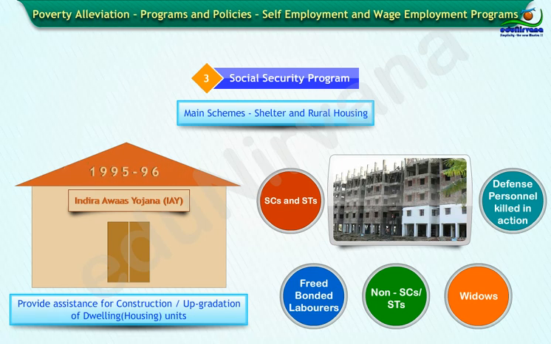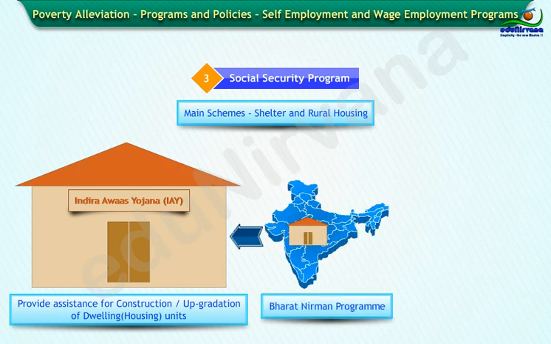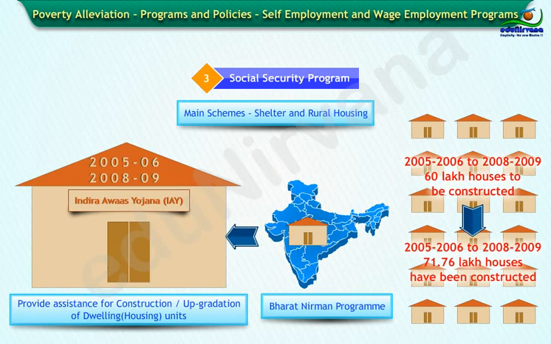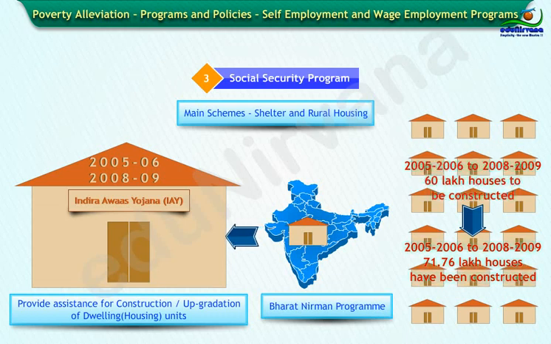IAY is also a part of the Bharat Nirman program, under which 60 lakh houses were to be constructed during the 4 years, that is 2005-2006 to 2008-2009. Against this, 71.76 lakh houses have been constructed under IAY over the period of 4 years, that is from 2005-2006 to 2008-2009, which is more than the target fixed under the Bharat Nirman program.